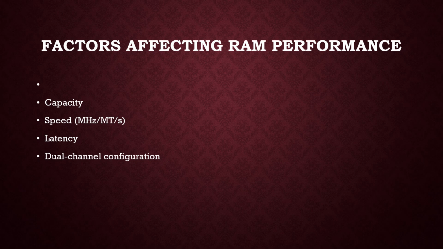Factors affecting RAM performance: what are the factors affecting the performance? Capacity, speed, latency, and channel configuration. They all affect the performance of RAM. As shown here, with upgrades the capacity increases, but the speed is reduced. So this is one of the factors affecting the performance of random access memory.